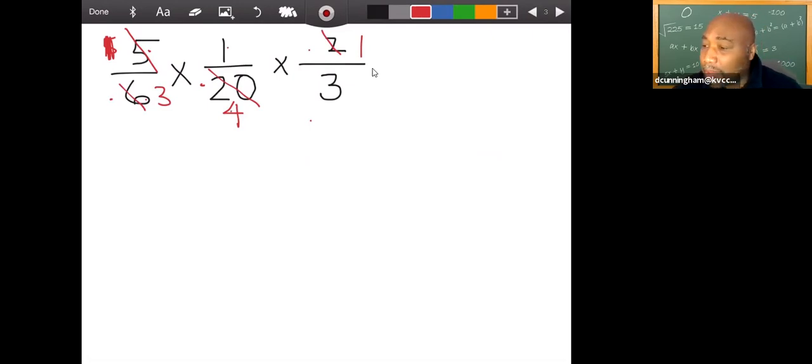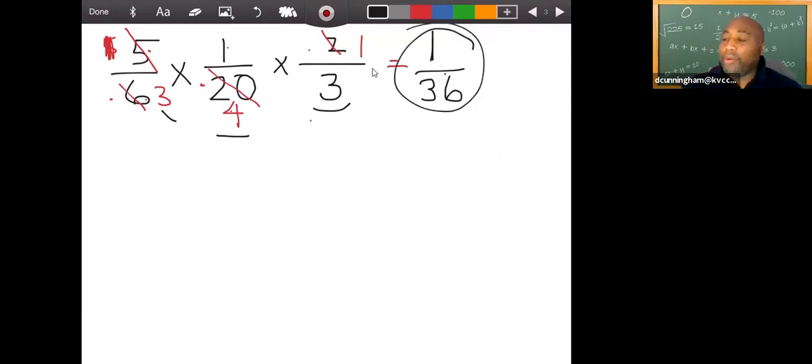So now I'm just going to multiply straight across. My red would be 1 times 1 times 1, which in this case, I'm going to put in black is 1. And my bottom would be 3 times the 4 times the 3. So that'd be 9 times 4, which is 36. And so if you multiply all the way across and then reduce it, my final answer would be 1 over 36.